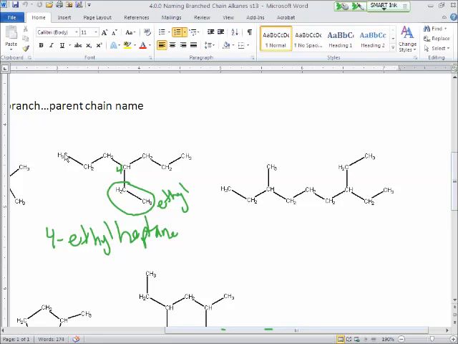No, in this case, I was counting both ways to see which would give me the smallest number, but because it's right in the middle, it doesn't matter which way I count from. It's always got to result in the smallest numbers for the branches. That's how you determine which way.